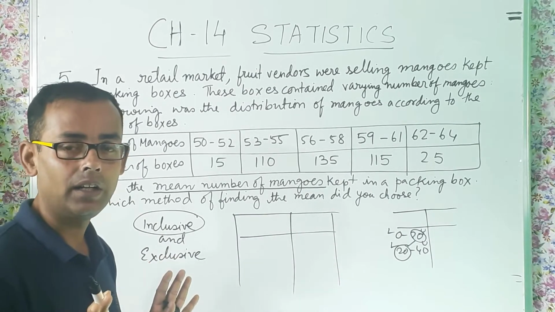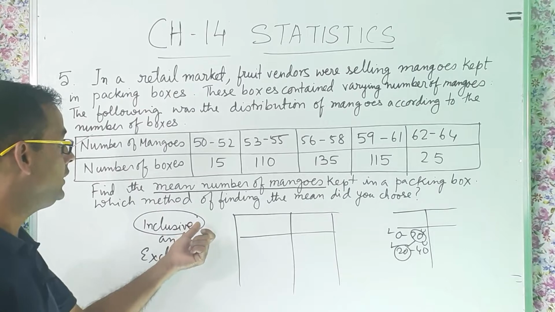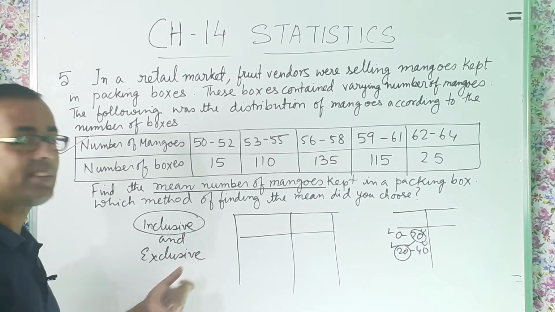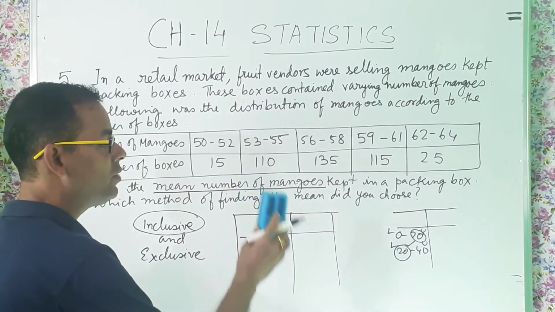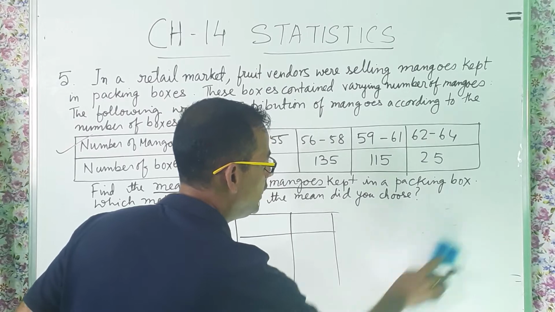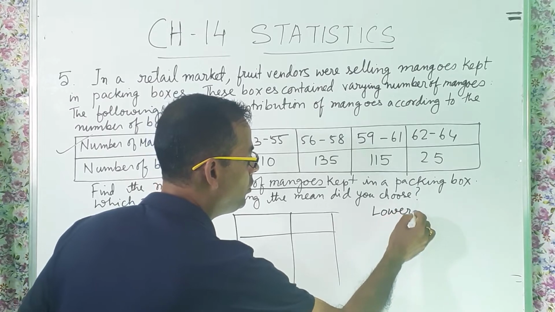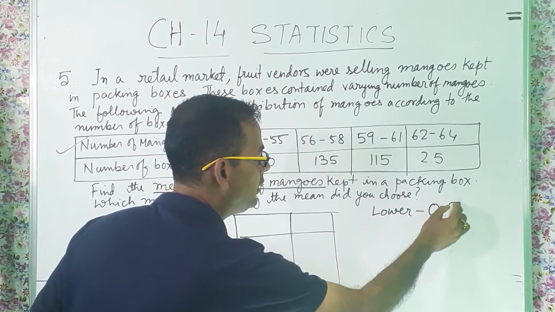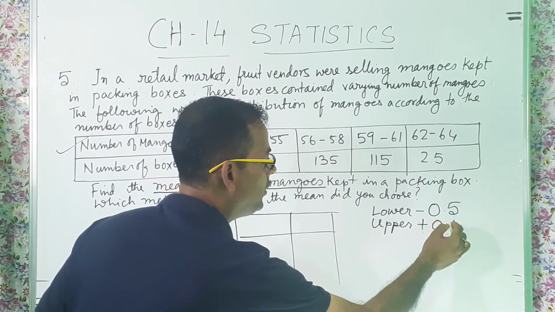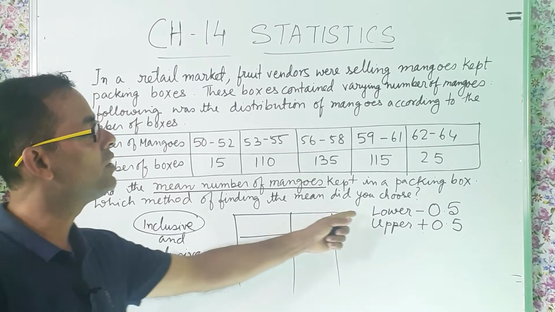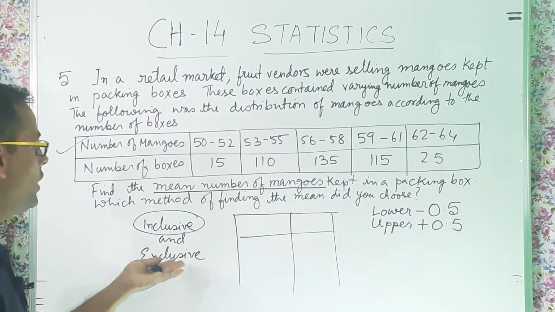Up to this much understood? Now students, how to change it? How to change the inclusive class interval into exclusive class interval? For that, one formula is there. What is the formula? Let me write the formula here. Very simple formula. From the lower we will subtract 0.5 and from the upper we will add 0.5. And once we do this, this chart will be converted into exclusive.